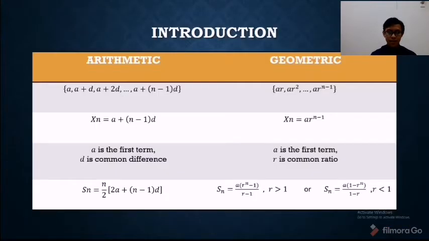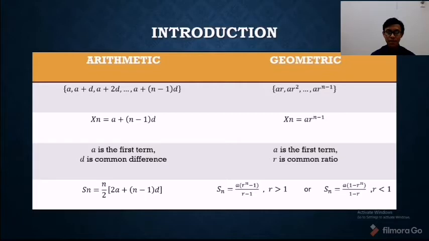In arithmetic series, the difference between the first term and the next term is always constant. If we want to find the nth term of an arithmetic series, we need to use the formula xn equal to a plus n minus 1 times d. A is the first term and d is the common difference. If we want to find the sum of an arithmetic series, we need to use the formula Sn equal to n per 2 times 2a plus n minus 1 times d.